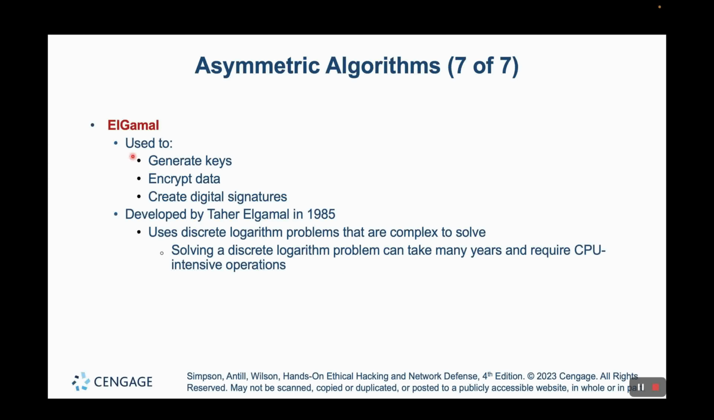Now, the last asymmetric algorithm here is ElGamal. It is used to generate keys, encrypt data, and create digital signatures. Developed by Taher ElGamal in 1985, it uses discrete logarithm problems that are complex to solve. Now, see, solving the discrete logarithm problem can take many years and require CPU-intensive operations.